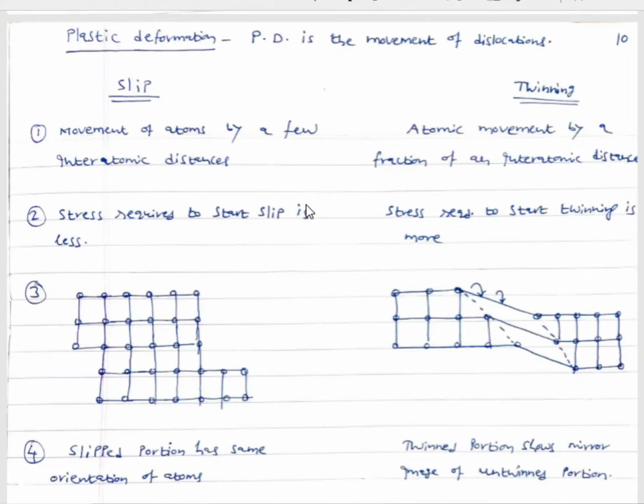There are two kinds of plastic deformation, namely slip and twinning. Slip is the movement of atoms by a few interatomic distances. The whole atomic block will move over one another. So by a much larger margin, the atomic movement takes place in this mode of plastic deformation. While in twinning, the atomic movement is very less: atomic movement by a fraction of an interatomic distance.